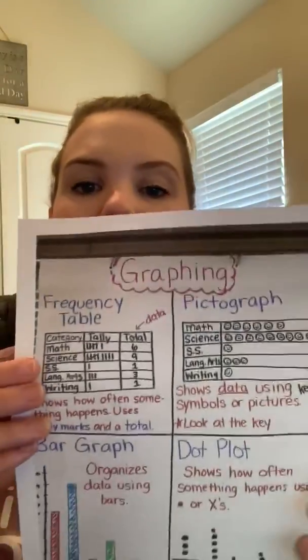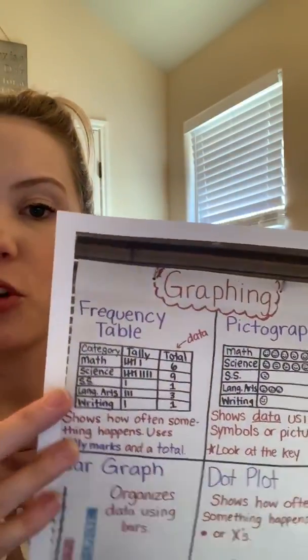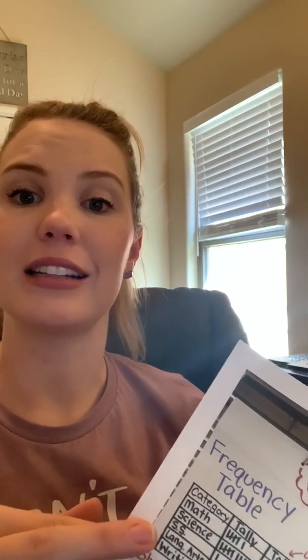The 4 types of graphs that we're going to talk about today are frequency tables, pictographs, bar graphs, and dot plots. And you have to be able to make and use all of those in order to answer questions. So we're going to take a look at our anchor chart. The first type of graph we're going to talk about is a frequency table. And this graph or chart is most useful when you're collecting data.